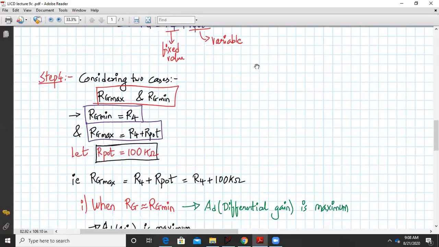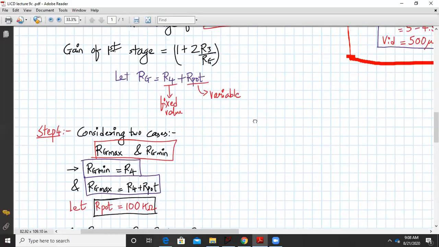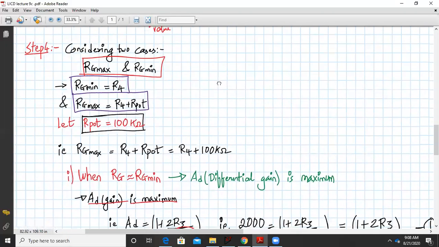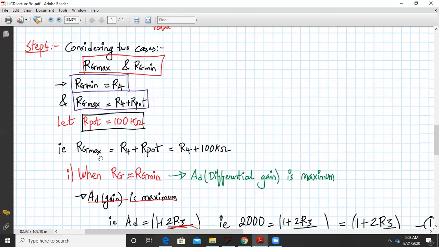Now in the next step we will consider two cases where we have RG max and RG minimum. RG minimum will be equal to R4, and RG max will contain both the fixed and the variable resistor, that is R4 plus R pot. And we also consider that the value of R pot is equal to 100 kilo ohm. Now let us consider the scenario where RG is max, that is equal to R4 plus R pot, that is R4 plus 100k.